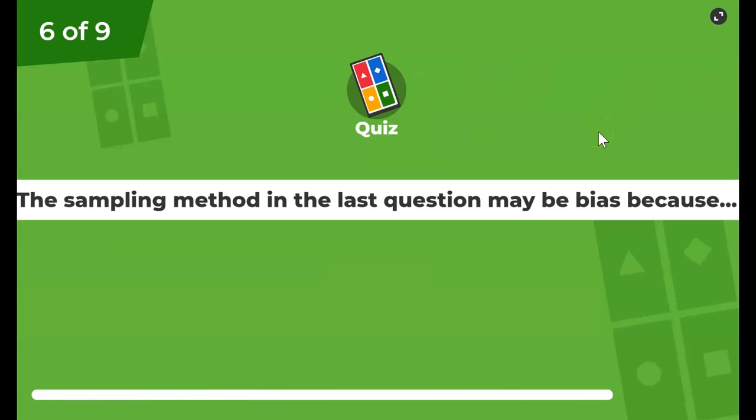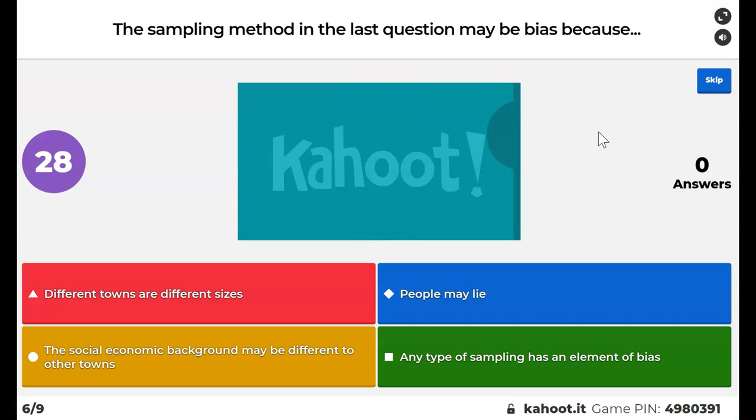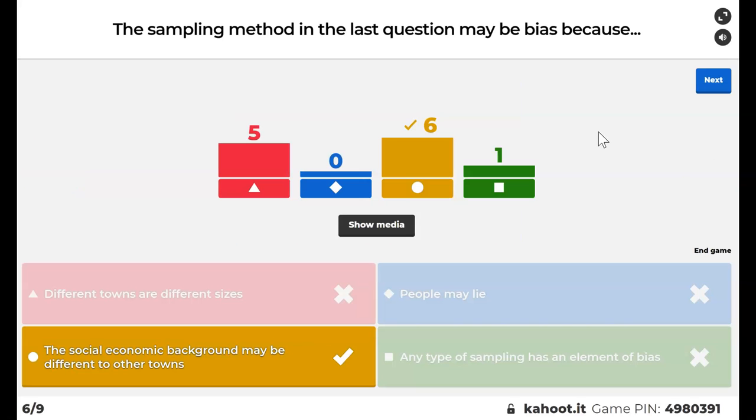So the sampling method in the last question may be biased because the socio-economic background may be different to other towns. Any type of sampling has an element of bias. Different towns are different sizes. People may lie.